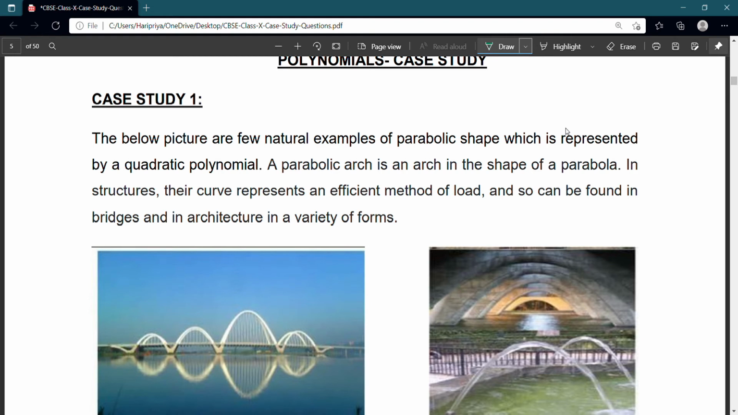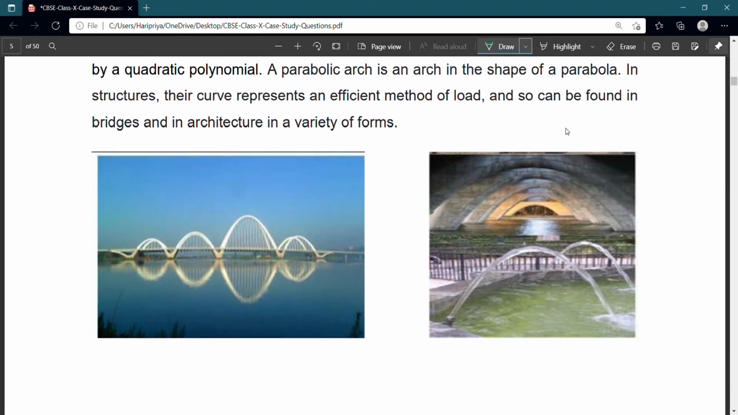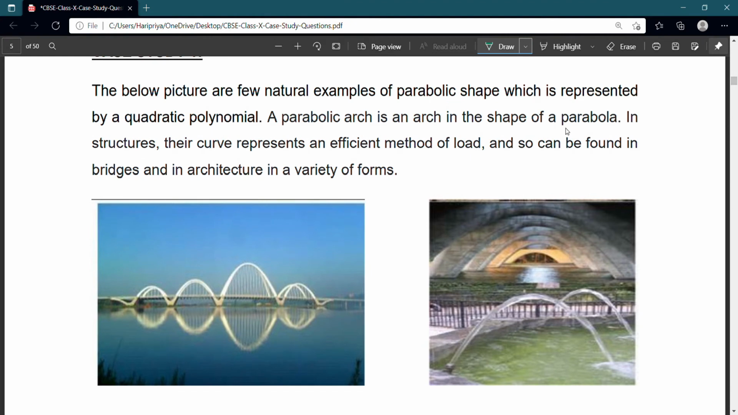Here, if you see, there are two shapes they have given, which are in the parabola shape, which is represented by the quadratic polynomial. So what is a quadratic polynomial? The degree 2 polynomial is called a quadratic polynomial, and the parabolic arc is an arch in the shape of the parabola. So in both pictures it is the parabola shape. In this structure their curve represents an efficient method of load, and so can be found in bridges and in architecture in a variety of forms.